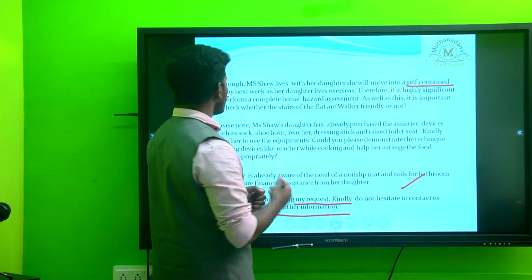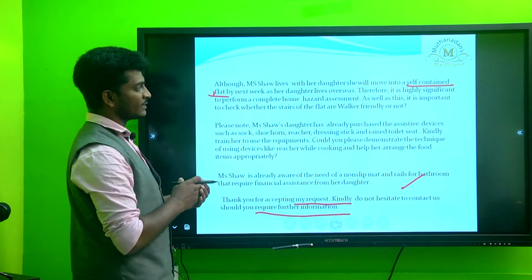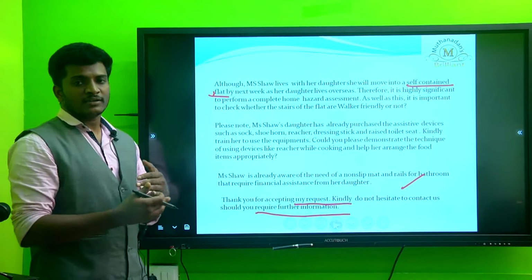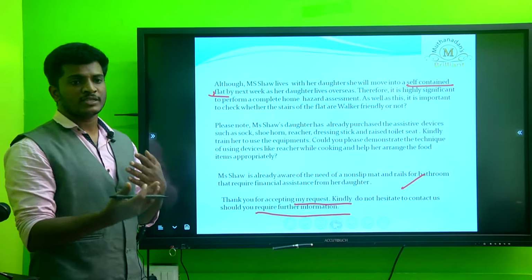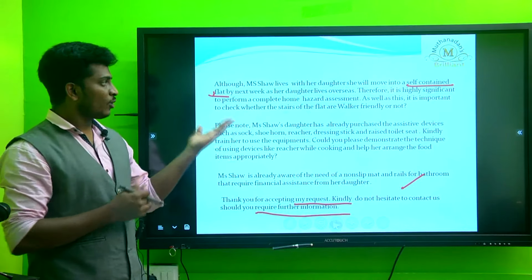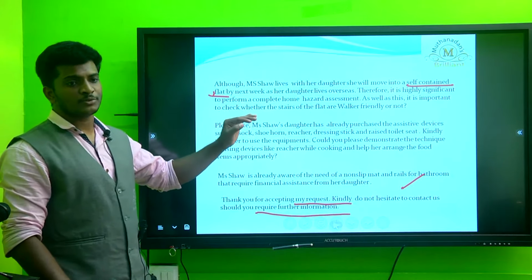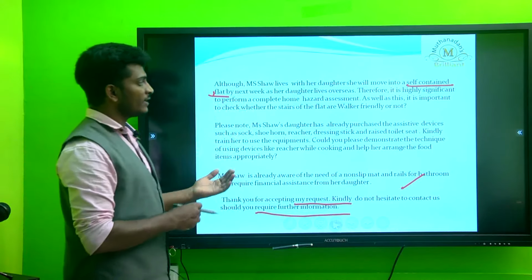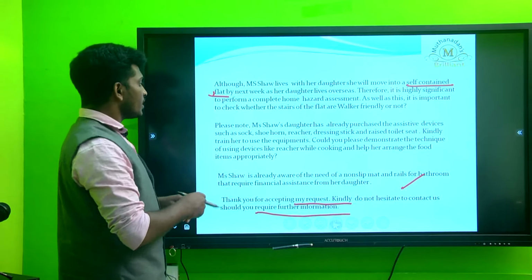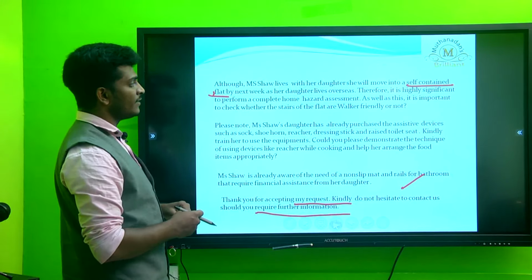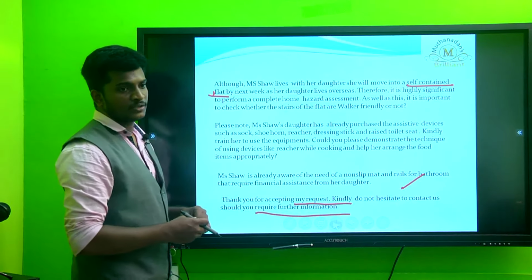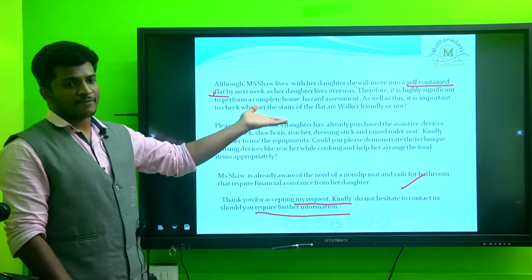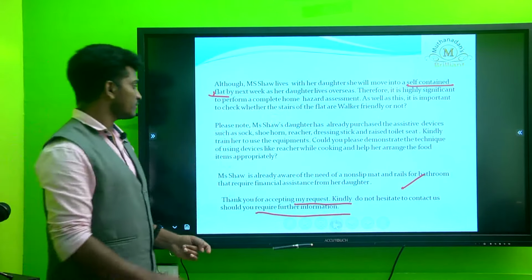Therefore, it is highly significant to perform a complete home hazard assessment. Home hazard assessment in the sense whether there is any kind of risk associated with falls or any other injuries. So all this assessment has to be done and he has to modify and arrange things for her. That is the requirement we are requesting. As well as this, it is important to check whether the stairs of the flat are walker friendly or not. So you will have to include this information, and it is self-explanatory why we have to add it.